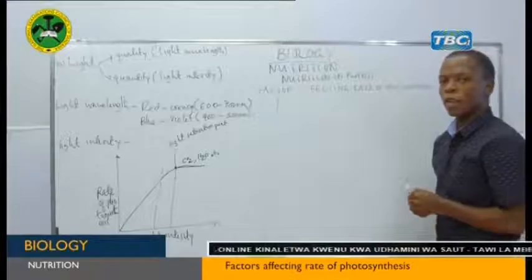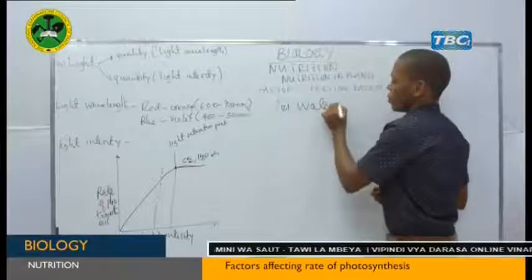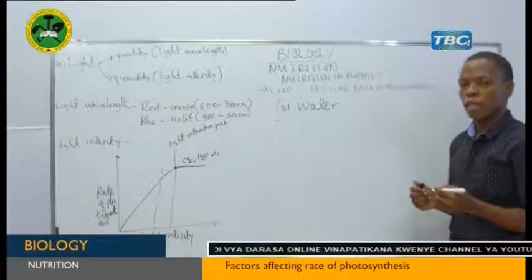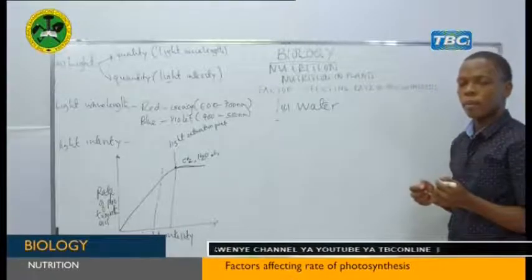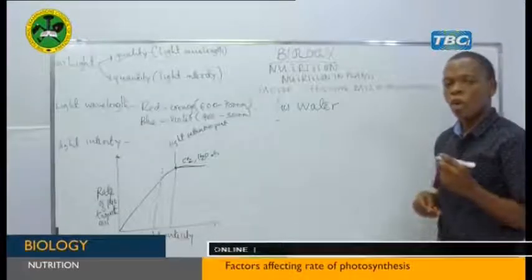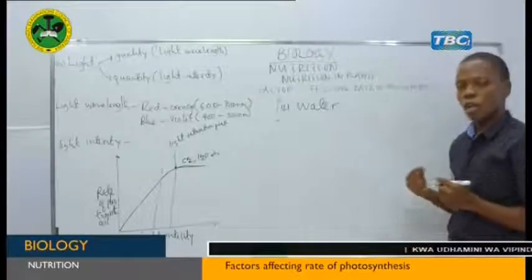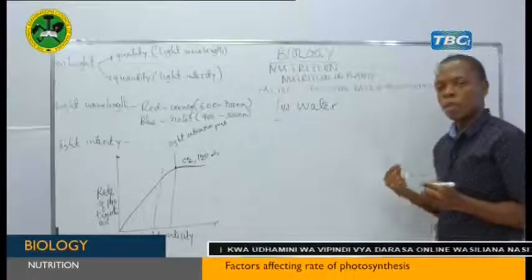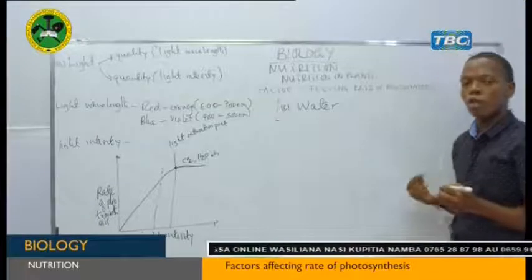Another factor which affects the rate of photosynthesis is water. Water is the essential raw material for photosynthesis. Therefore, for photosynthesis to occur, the water must be there. In the absence of water, under conditions of water stress, one of the phytohormones, known as abscisic acid, stimulates the closure of the stomata. And once the stomata close, it reduces the amount of carbon dioxide that diffuses into the plant tissue, and thus it can reduce the rate of photosynthesis.